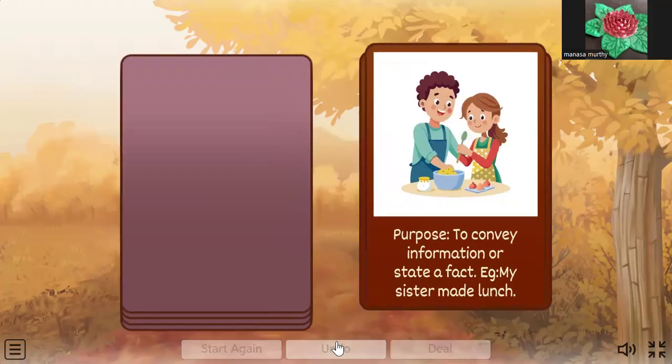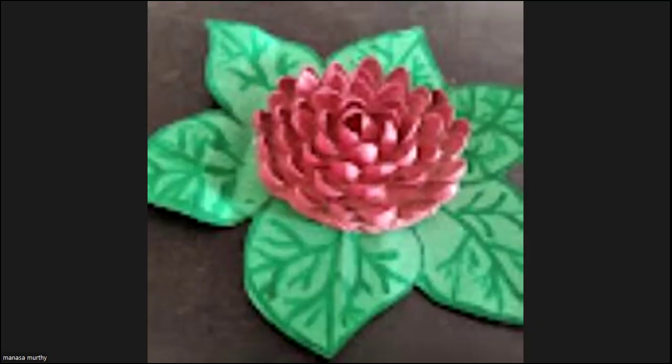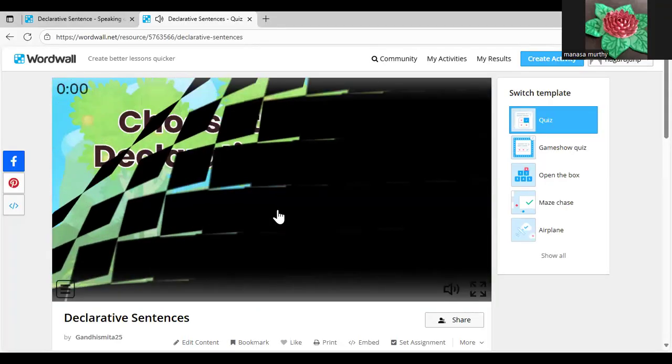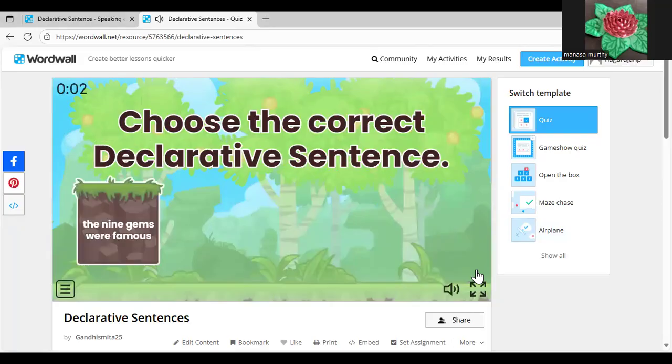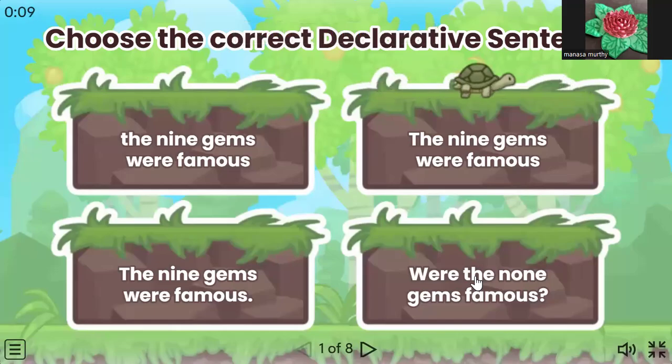Now we'll see a few sentences in which you are going to identify whether each is a declarative sentence or not. Choose the correct declarative sentence. The 9 gems were famous. This sentence is written in 4 different forms, one without a full stop.